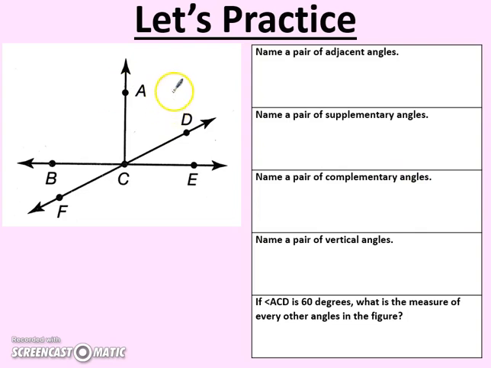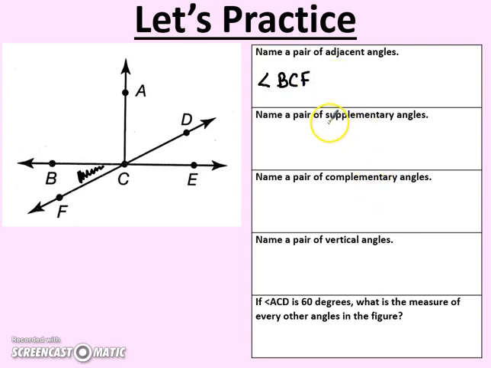So let's practice finding these different types of angles. Let's first look at our picture. We can see we have lots of points, we have two lines, and we also have a ray, and there's lots of angles being formed here. So let's find a pair of adjacent angles, two angles that are side by side. Let's begin right here with this piece. Let's call this angle BCF.